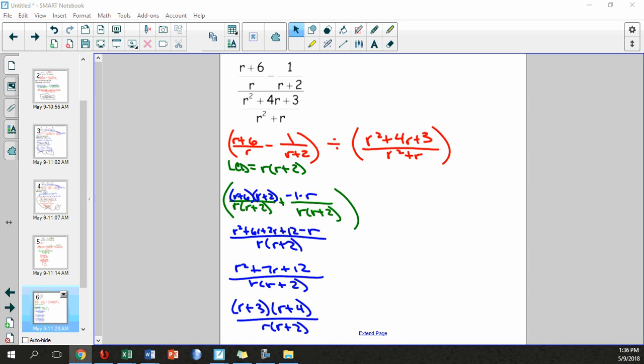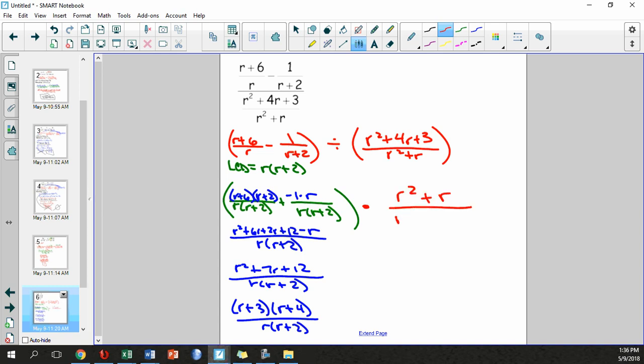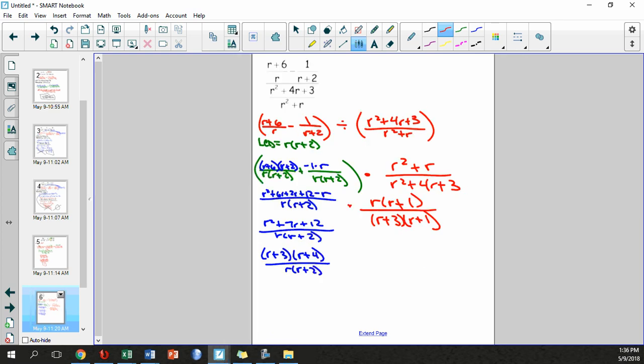Okay, when you are dividing by a fraction, that means you're actually multiplying by the reciprocal, so you can go ahead and flip this fraction immediately because it is already one fraction. I'm going to go ahead and pull out an r to make that r plus 1, and I'm going to factor this to be r plus 3 times r plus 1. This is already factored completely, so I'm just going to drop it all the way down.